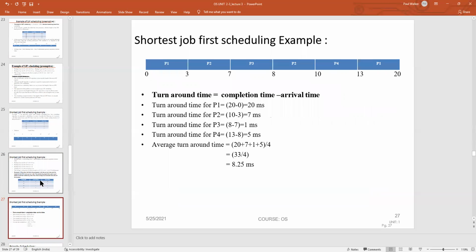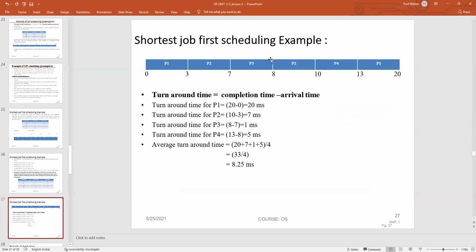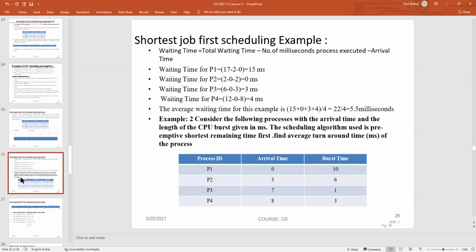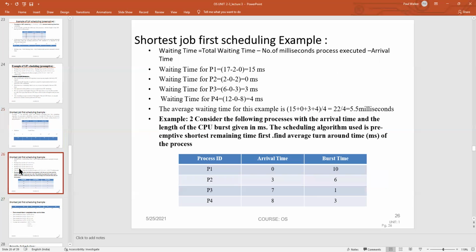For this, we can represent it in a Gantt chart. We have taken this Gantt chart, and it is represented based on the arrival time and burst time. The formula for calculating the waiting time is the total waiting time minus the number of milliseconds executed by the particular process and the arrival time. The arrival time is given in the problem, and the waiting time which we have calculated based upon this Gantt chart has to be entered.